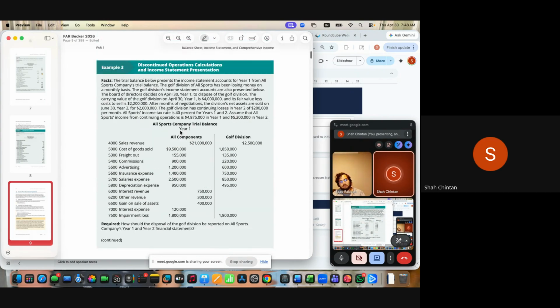So over to you. In this example, you have to first prepare the income statement, and you have two divisions given. Number one, all the components of the sports company, and number two, golf division. Golf division is getting discontinued. Read the question, try to solve it. If you get stuck, then I'll help you to solve it.